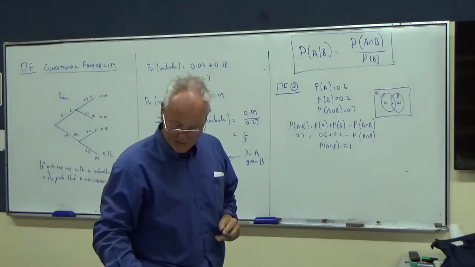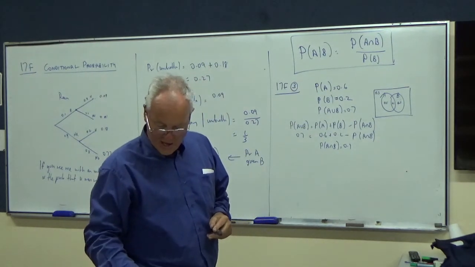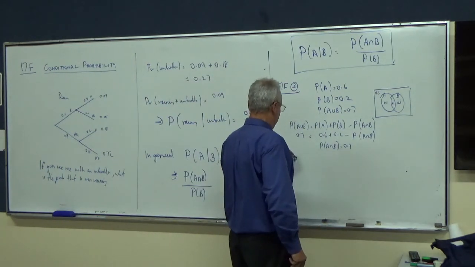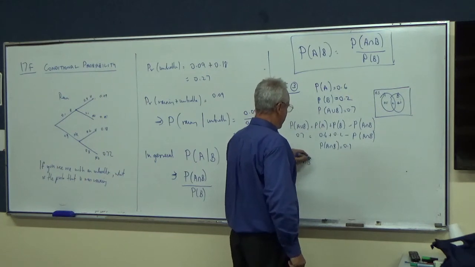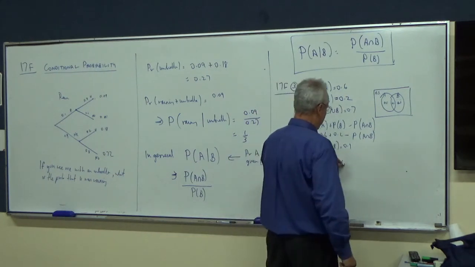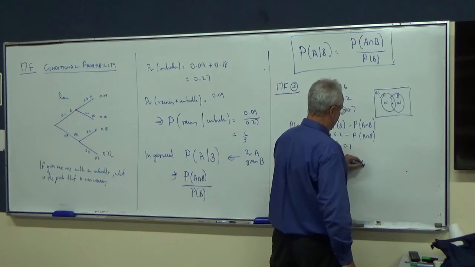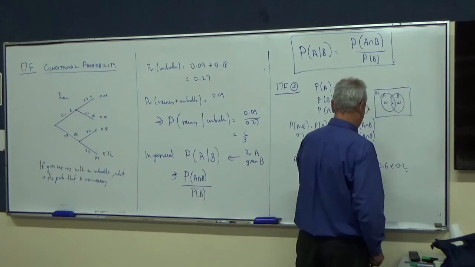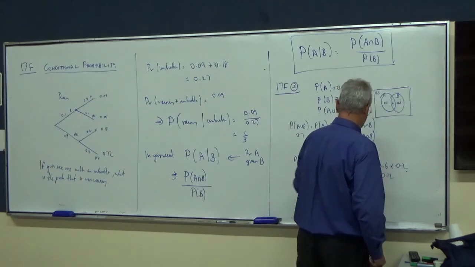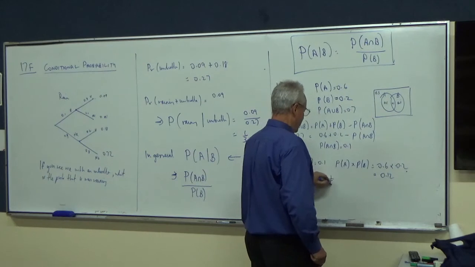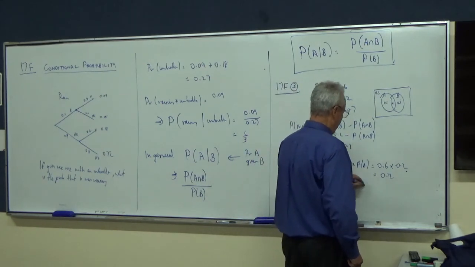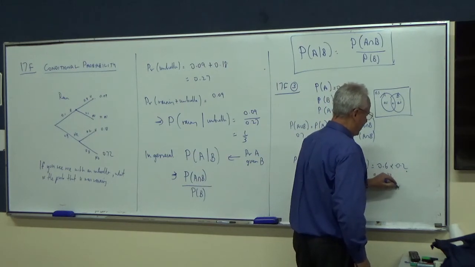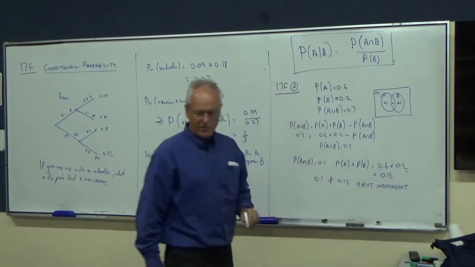Now, what do they want us to answer? Hence show that A and B are not independent. Probability of A intersection B equals 0.1. Probability of A times probability of B equals 0.6 times 0.2 equals 0.12. 0.1 is not equal to 0.12, therefore not independent.